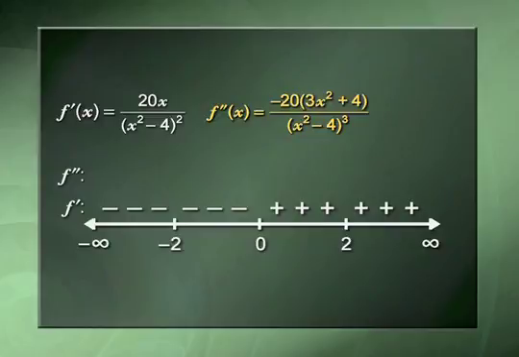Again, those points are not in the domain, but those are the vertical asymptotes. The numerator is always negative, isn't it? So that's not going to be a problem. So what happens to the right of 2, a large positive number? You would get that the numerator is negative and the denominator is positive. So f double prime is negative there.